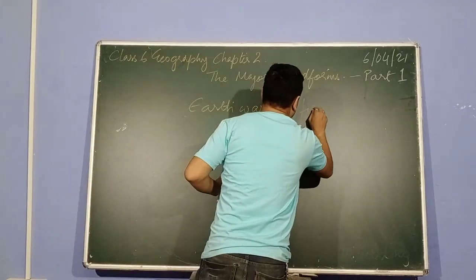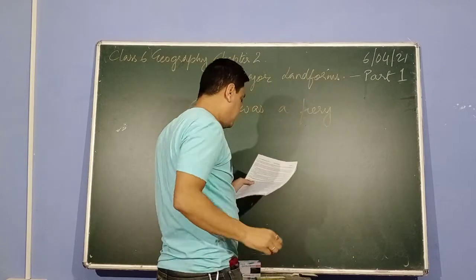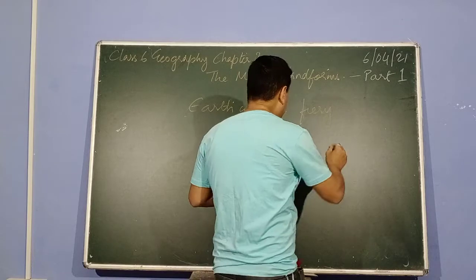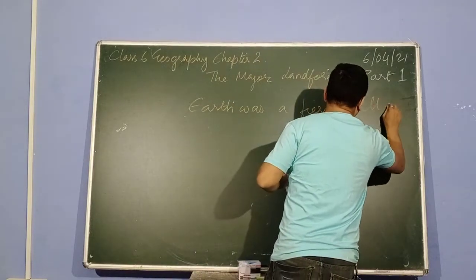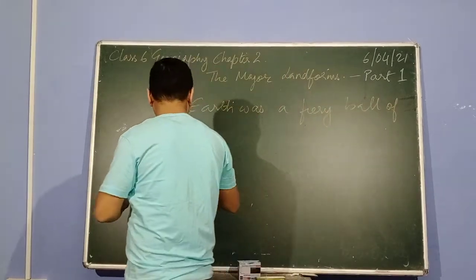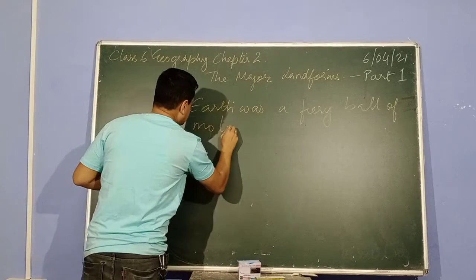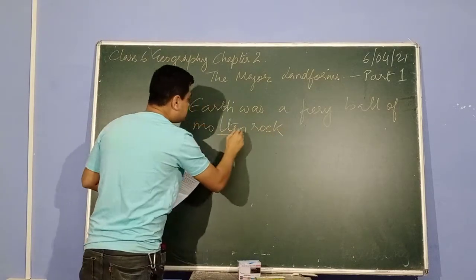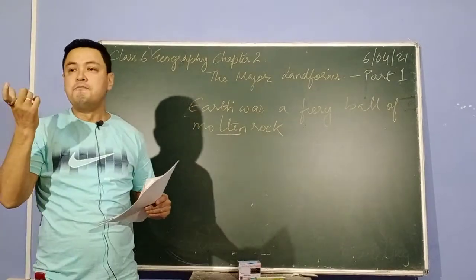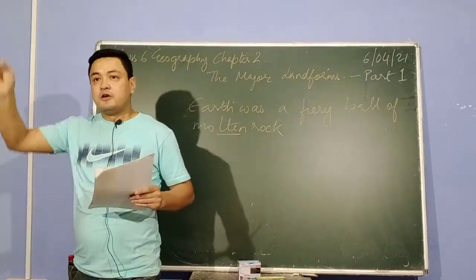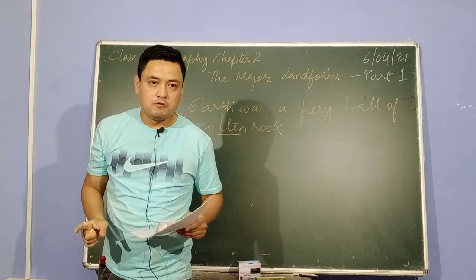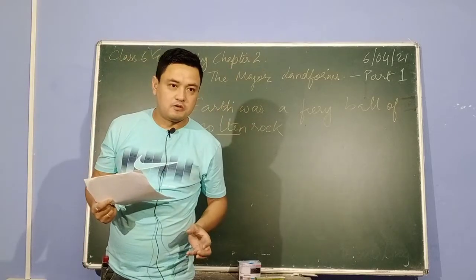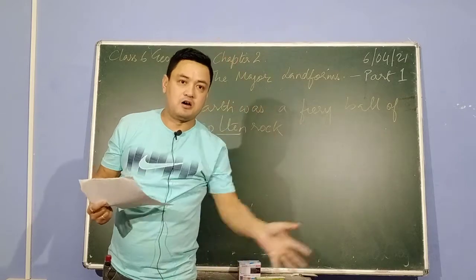So billions of years ago, Earth was fiery. Fiery means engulfed in fire, a fiery ball of molten rock. Now what is molten? Molten means rock which has been melted. In the earliest past, when the earth was born, earth was just a rock which had fire all around it.